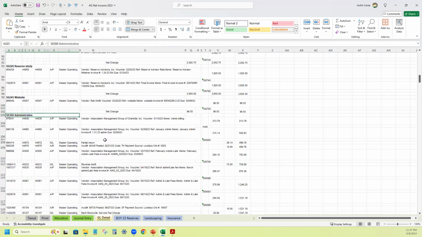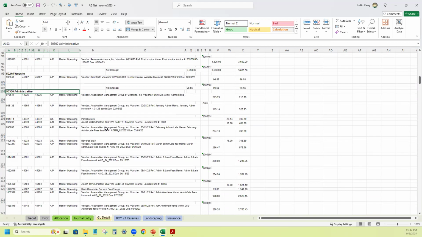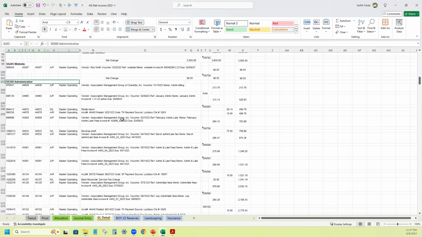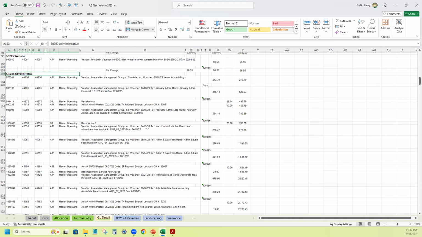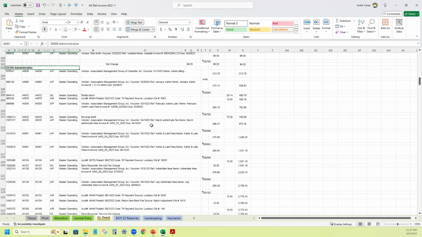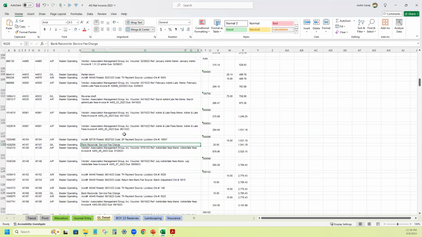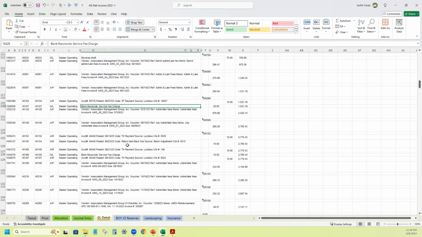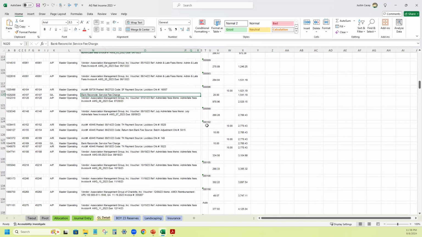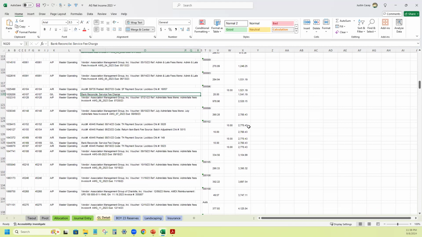So this exercise again takes the longest amount of time because you are investigating these amounts, and there is sometimes a need to go into the invoice level detail, and you have to read the memo descriptions of these and really make sure that it's in the right expense account.